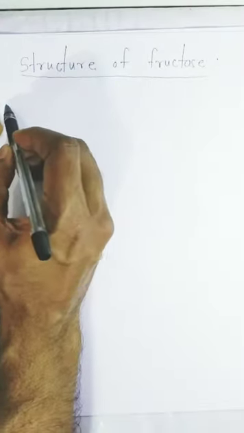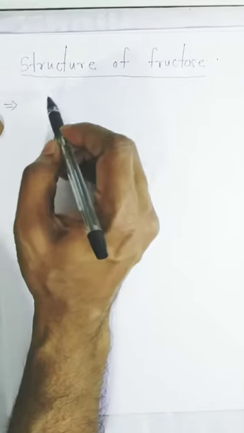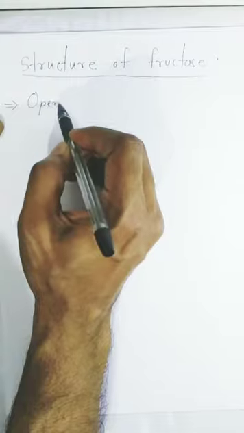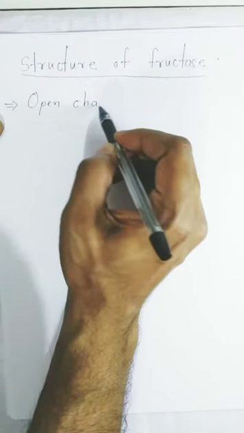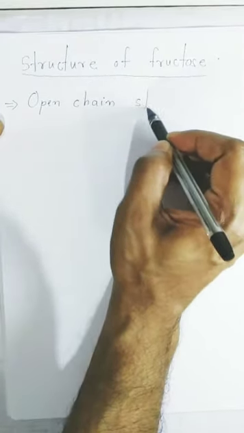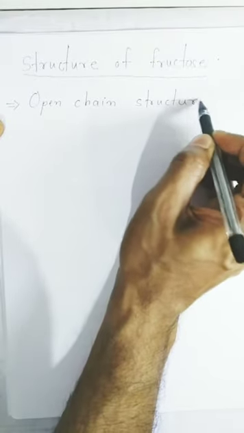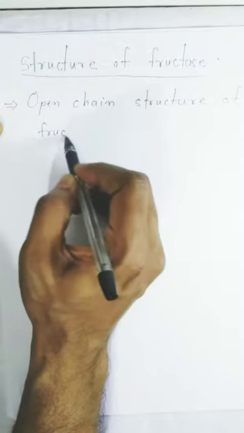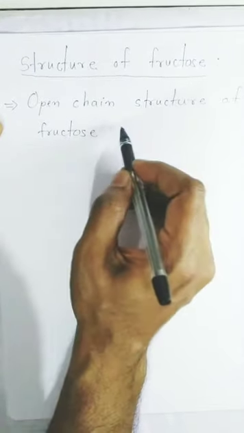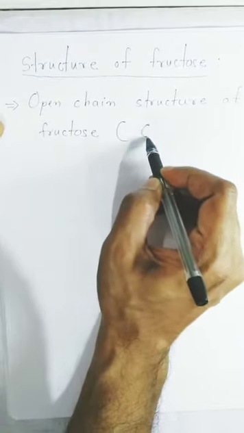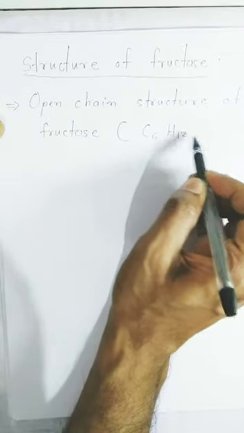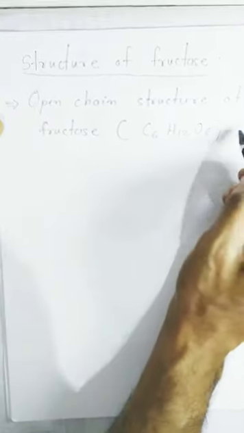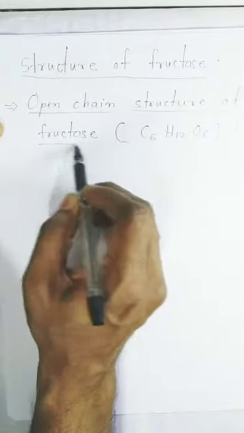In the structure of fructose, first we are going to see the open chain structure of fructose. Students, you know the formula of fructose is similar to glucose, C6H12O6. Open chain structure of fructose, C6H12O6.